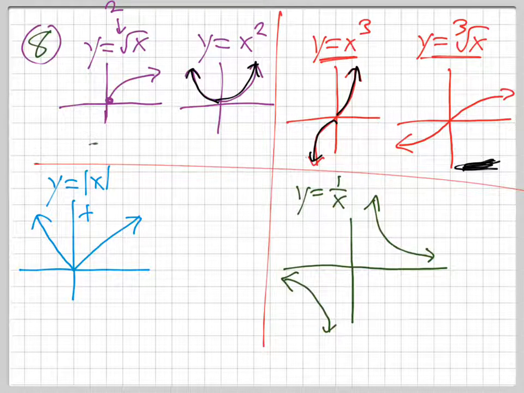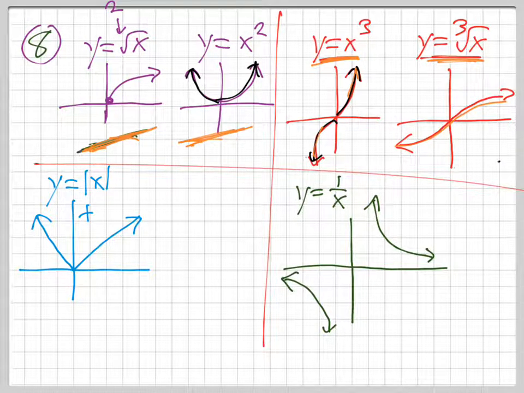So make sure you know square root of x and x squared. Put these on your 3x5 card. Square root of x looks like that. X squared looks like that. And then x cubed is a snake going up and down. And cube root of x is a snake going sideways. So notice both the graphs with 3s are snakes.